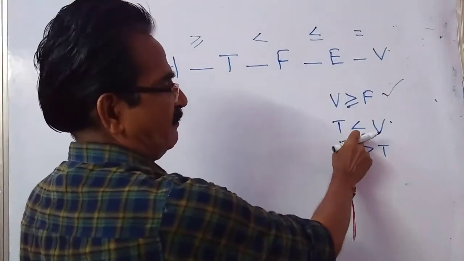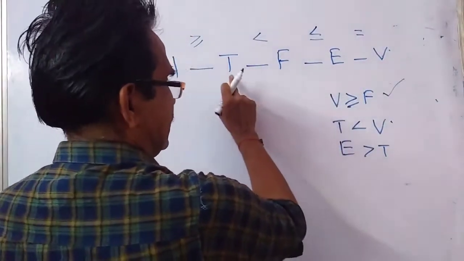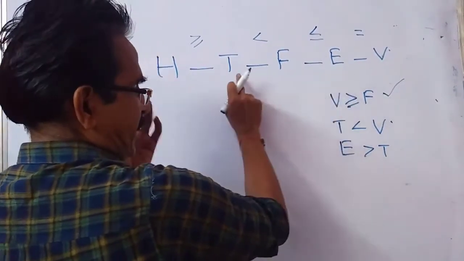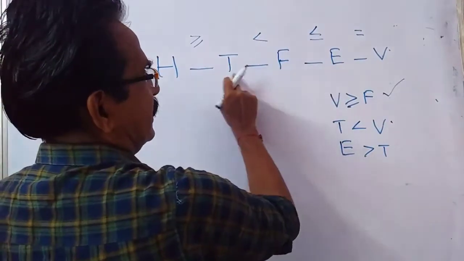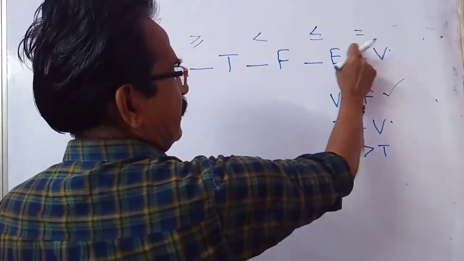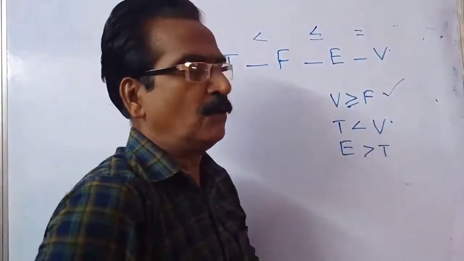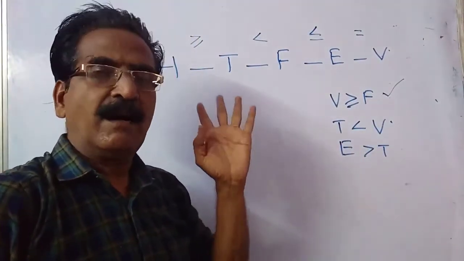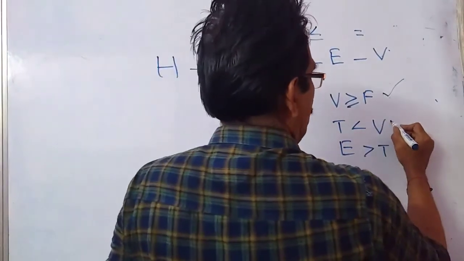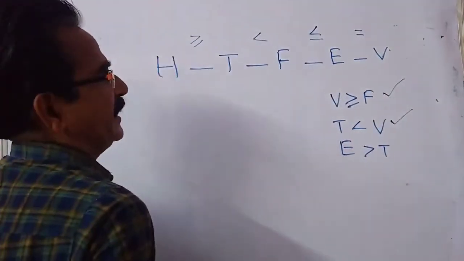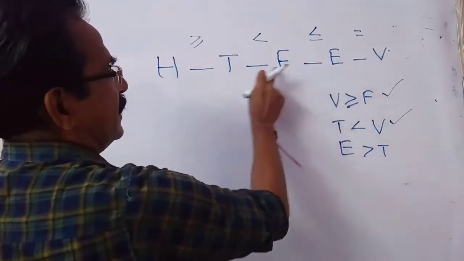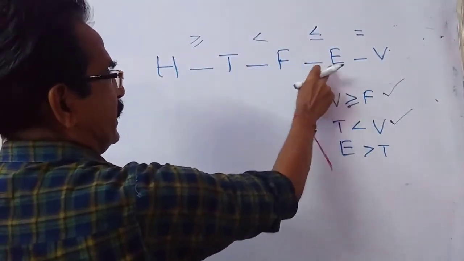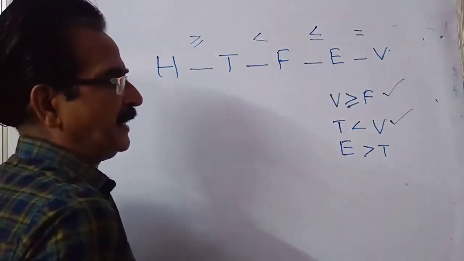Now let us see the second one. T less than V. Yes. T less than E. Right, friends? T less than E, and E is equal to V. So T less than V is also true. Fine. Now let us see the third one. E greater than T. Right. Greater than or equal to, greater than. So E greater than T.